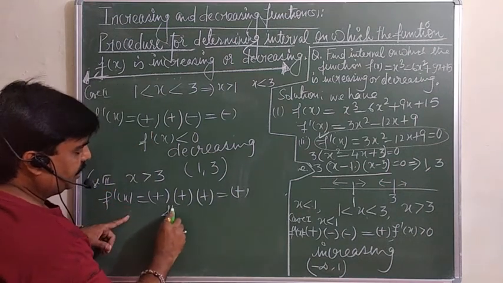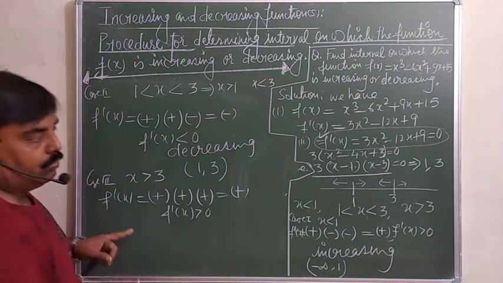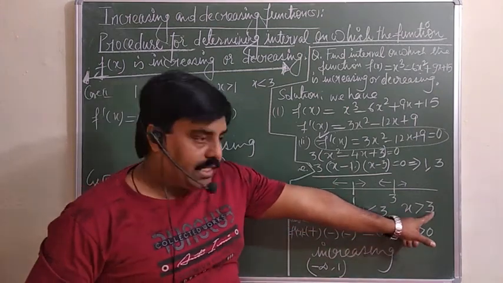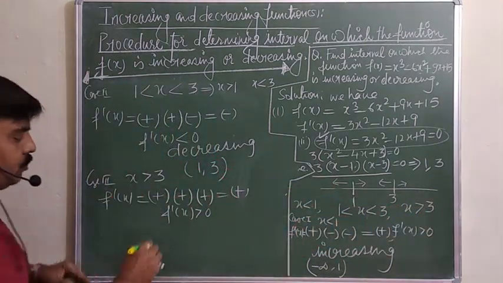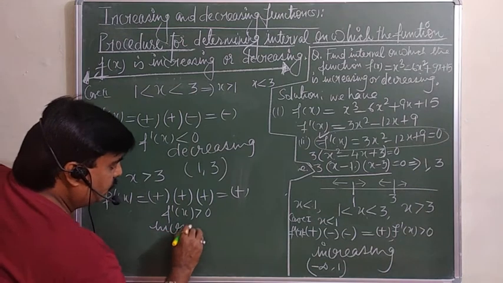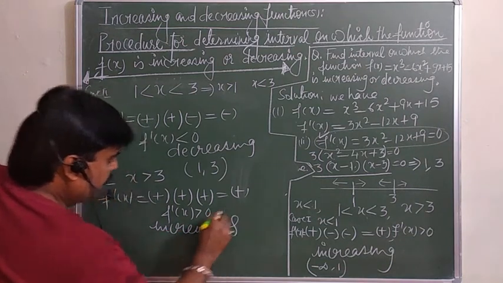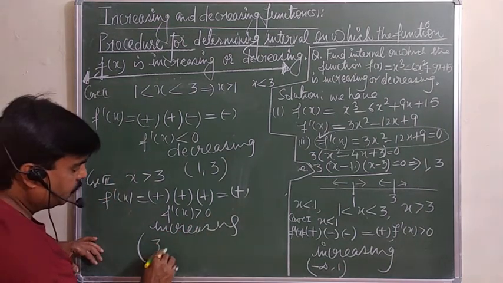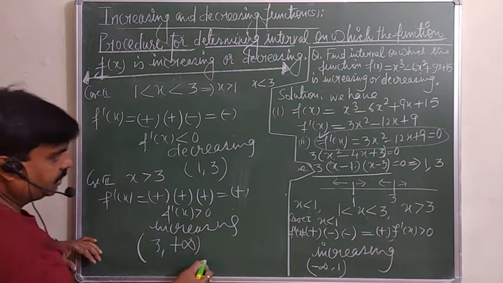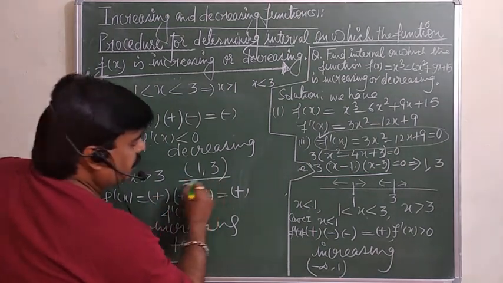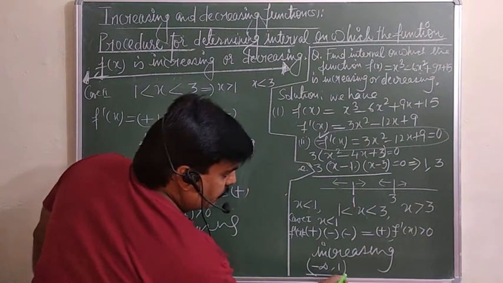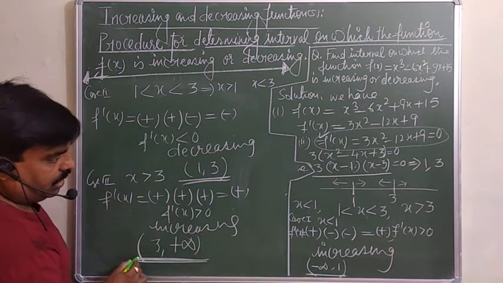It means you are getting f dash x greater than 0. It means for x greater than 3, it is going to increase. In which interval is it going to increase? 3 to plus infinity. So here it is going to decrease, and in these two intervals it is going to increase. Have a look.